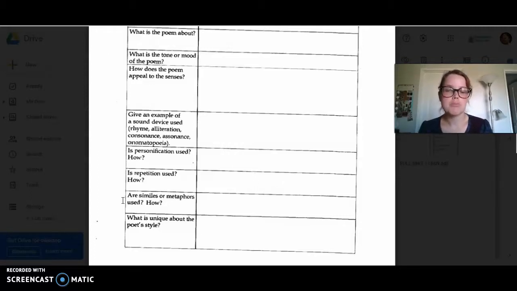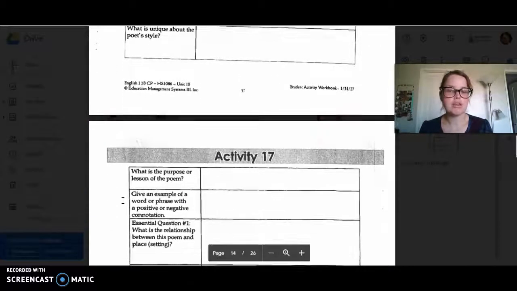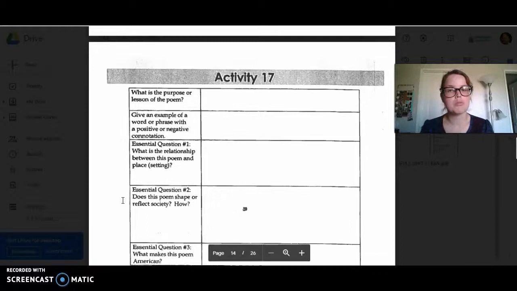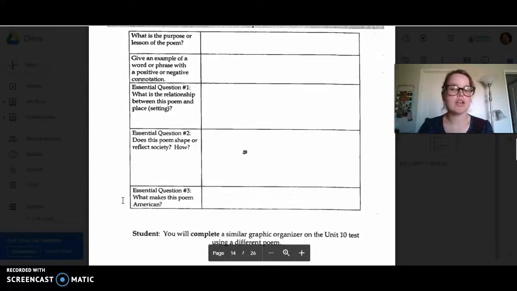What's unique about the poet's style? What is it that they do differently? Punctuation, framing, anything like that? What's the lesson of the poem or the reason why they wrote it? Give an example of a phrase with positive or negative connotation. Remember, reward has a positive connotation. Consequence has a negative connotation. One makes you feel good, one makes you feel bad. In reality, they're both just effects based off of your actions, right?